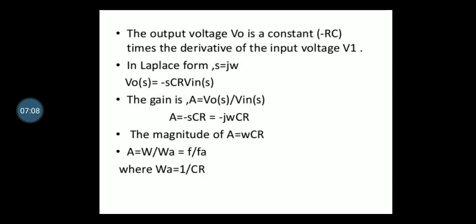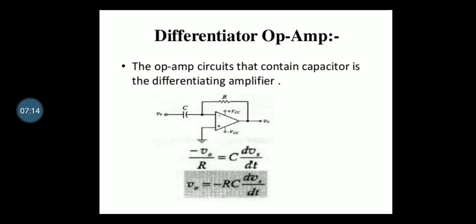So the output voltage V0 is a constant times the derivative of the input voltage. Look at this diagram. In electronic applications, the input to a differentiator is a signal that varies as a function of time. Therefore, the output of the differentiator is proportional to the rate of change of the input signal. The input signals are defined by trigonometric functions, sine and cosine.